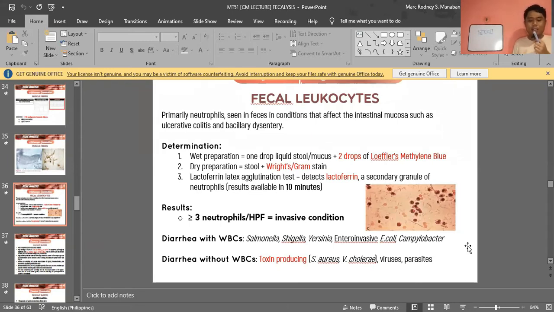All right. Now take note, especially in diarrheic samples, which diarrheas have WBCs? Of course, those bacteria that are not toxin-releasing, the ones that themselves cause the disease. So the neutrophils will be increased in order to phagocytize the bacteria. And which ones have no WBCs or only a few? Those that are toxin producing.